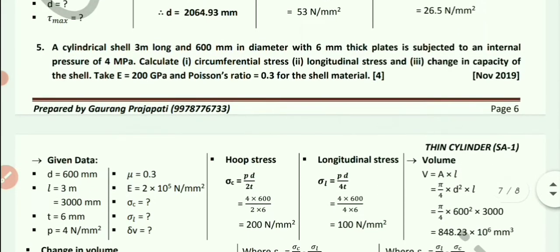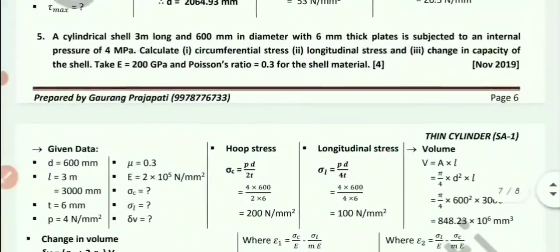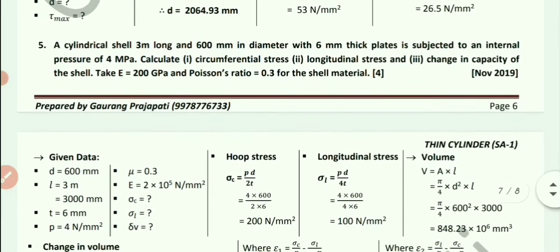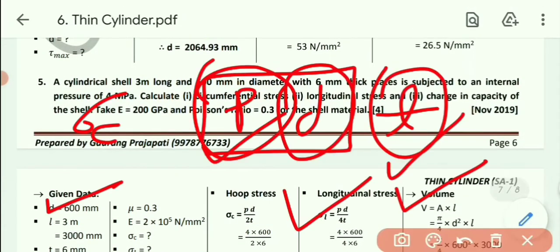Okay, now example number 5. Now these are the examples which have been continuously asked in the exam. So now we will solve this kind of example. First of all, let's see the data.